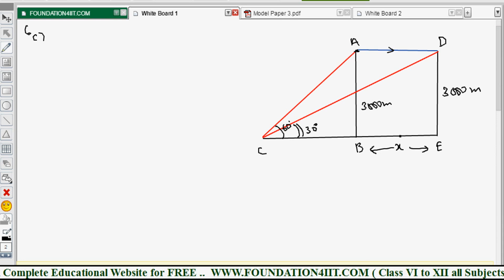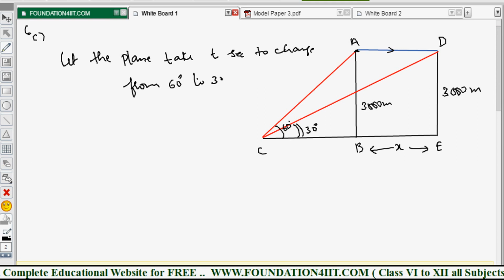So here are two right angle triangles. First one, triangle ABC. So let the plane take T seconds to change the deviation from 60 degrees to 30 degrees. Height is same, height is not changed.